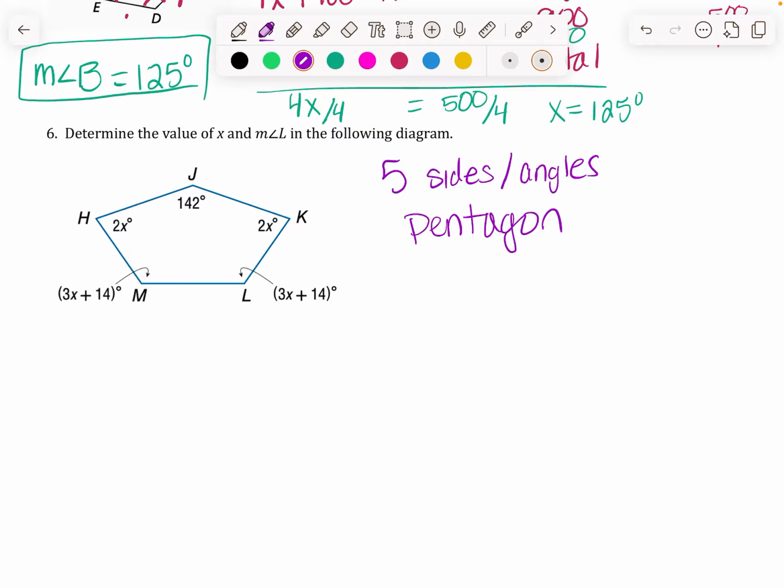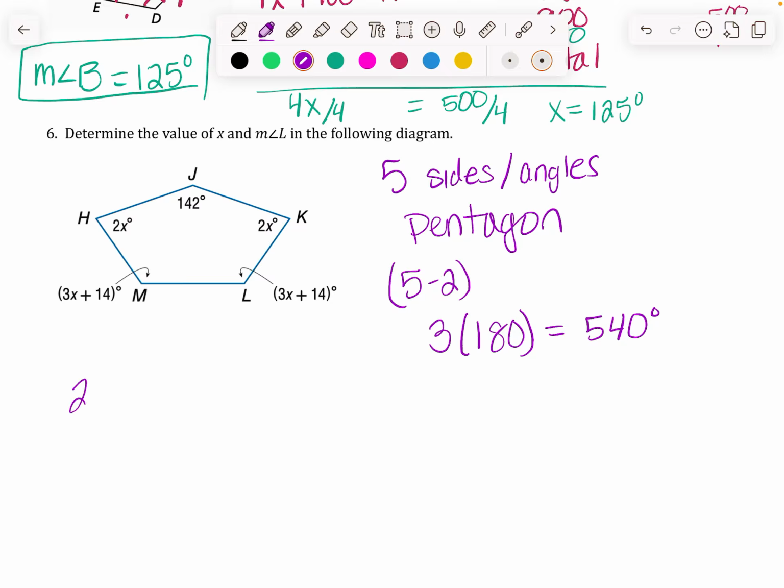And then we know that the interior angle sum is found by taking the number of sides minus 2 to find the number of triangles that fit into this shape. So that would be 3. And then each triangle is worth 180 degrees. So that means that the angles inside this pentagon are going to add up to 180 times 3, which is going to be 540 degrees. Then we can make an equation by adding all of these angles together and setting it equal to 540.